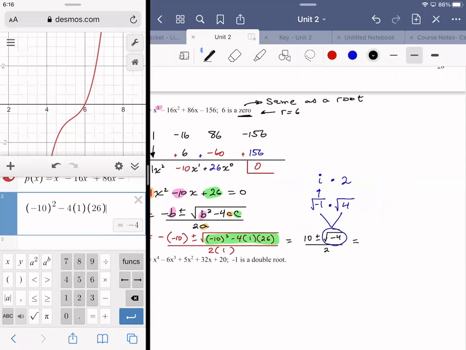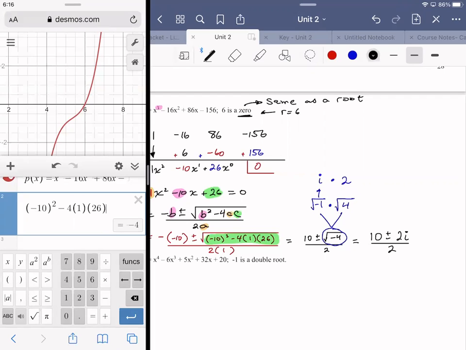So I can now write this as 10 plus or minus i times 2. I'd rather write that as 2i over 2. And remember, when you put a number next to a letter, whether it's i or an x, it's an assumed multiplication. i is representative of a particular number, the square root of negative 1, but in many ways we treat it like a variable.